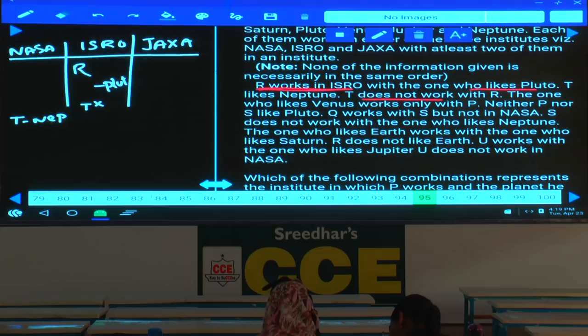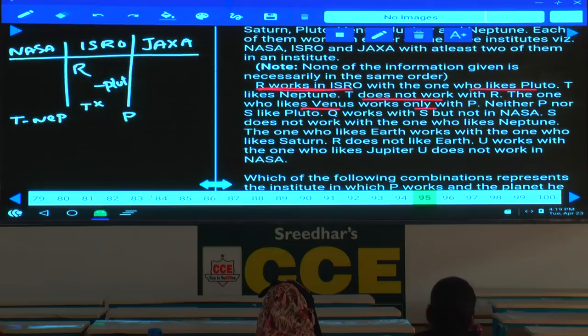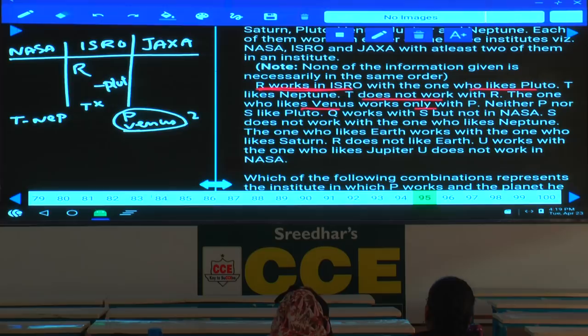But whereas, the next one, the one who likes Venus works only with P. That means wherever there is P, P and Venus are the only two persons in that institute. These two persons must be together. Hence, if P is in NASA, there must be only two people. Or if P is in ISRO, is it possible or not? Why is it not possible?